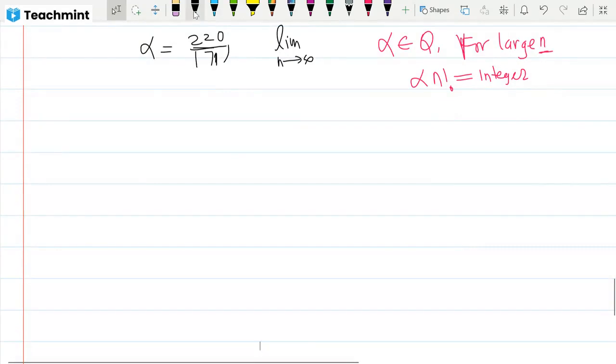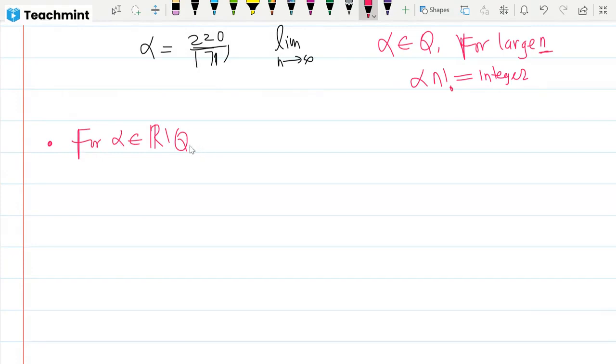One more question of almost the same kind. This is also a previous question. For alpha belonging to R minus Q, meaning an irrational number, what is the limit of this one? Limit as n tends to infinity of sine of n factorial alpha pi.